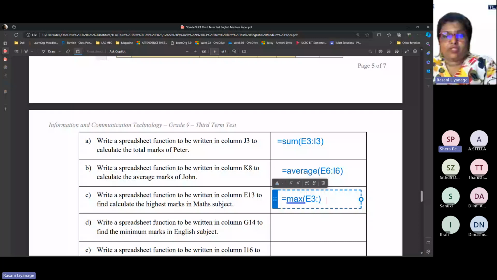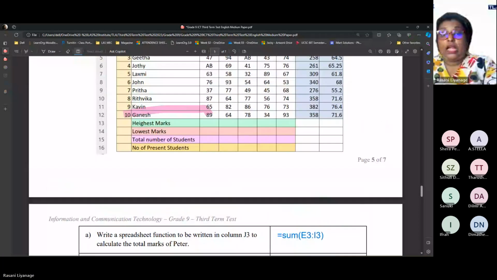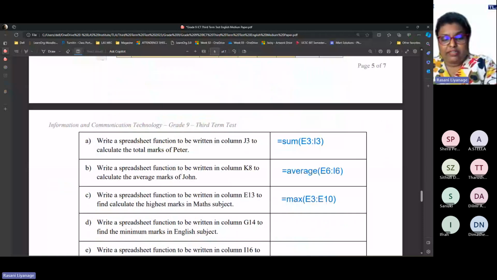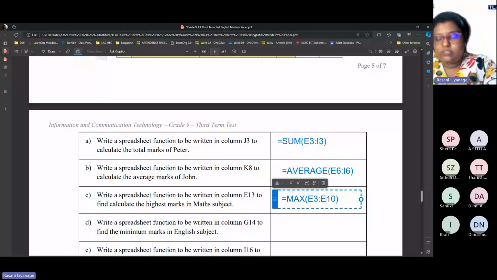Should we write the functions in capital letters? That's what I was going to say. When we get it in the computer, we get it in capital, so better you write in capital as well. But even if you write in simple, they won't cut marks. Even in schools, they don't cut marks.